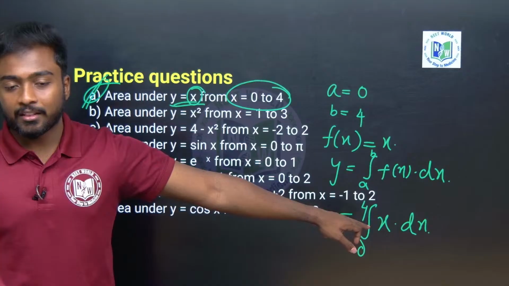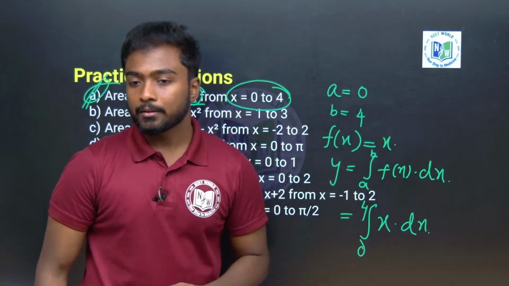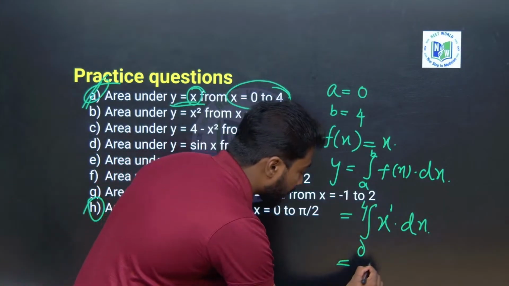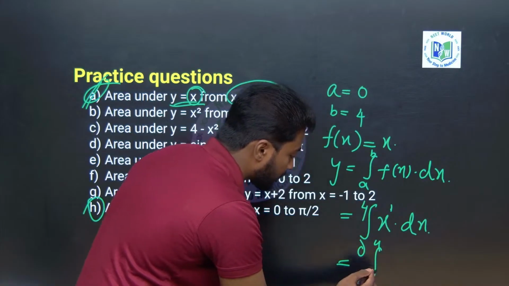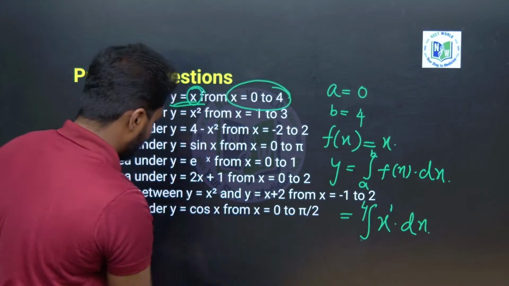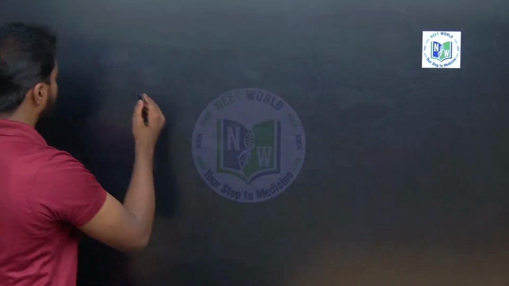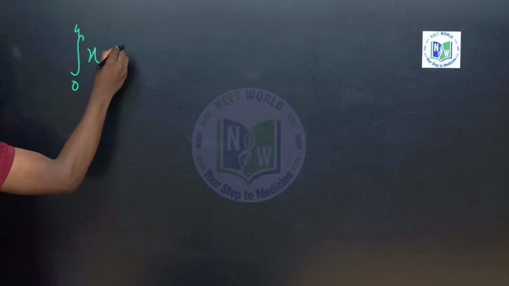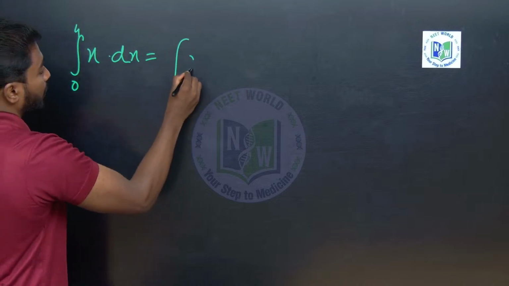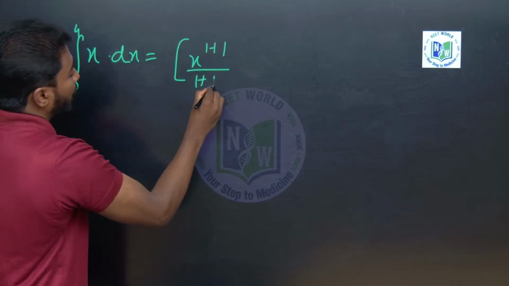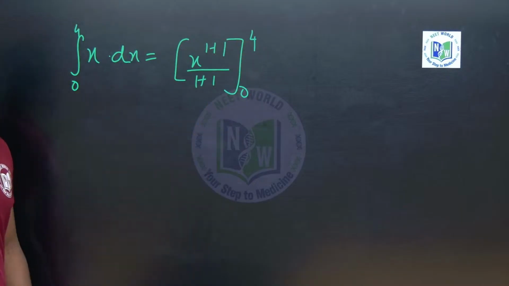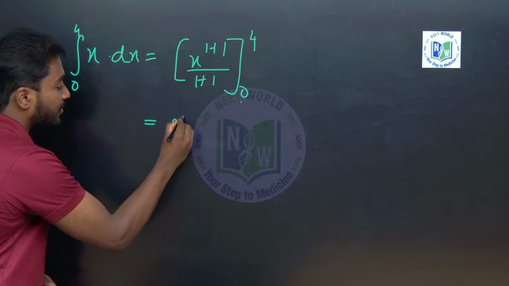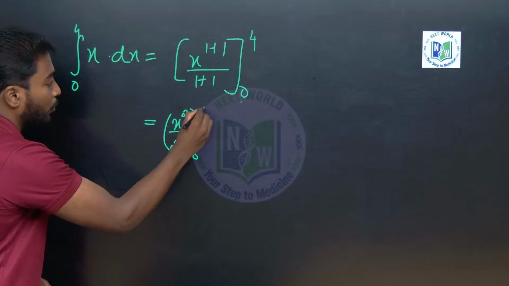So integration of x is nothing but x power n plus 1 by n plus 1. Here power is 1, right? So I can write it as integral 0 to 4 x dx, which is nothing but x power 1 plus 1 by 1 plus 1 from 0 to 4, the limits. This is the lower limit, this is the upper limit. Okay. So this is x square by 2, the limits are 0 to 4.